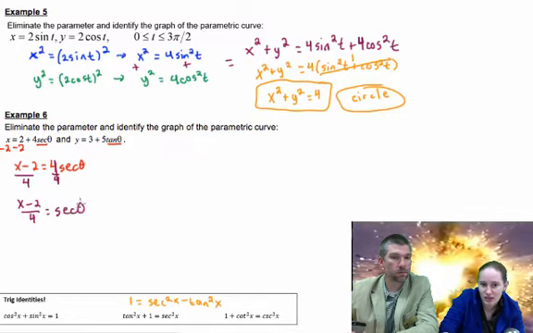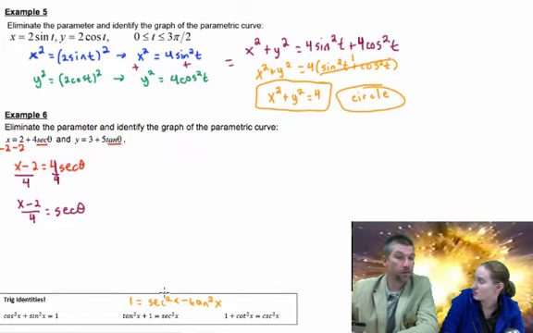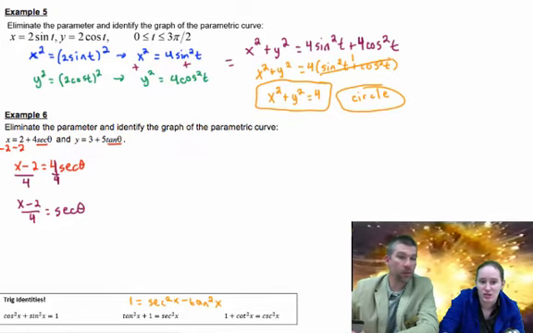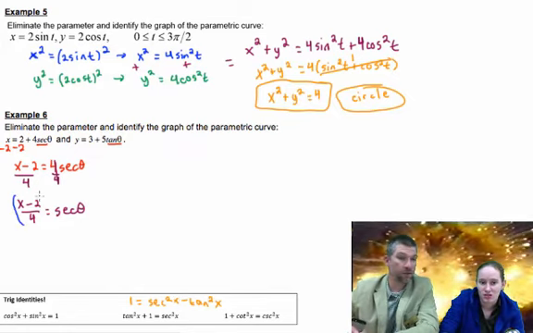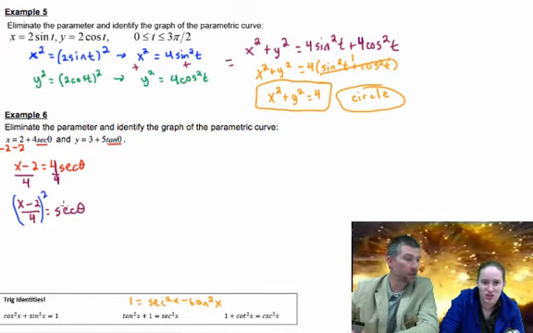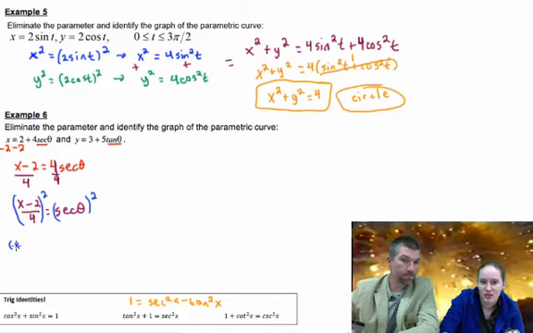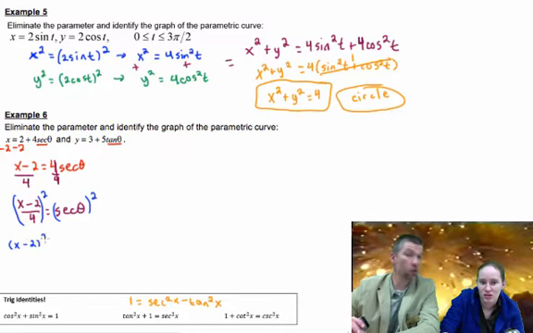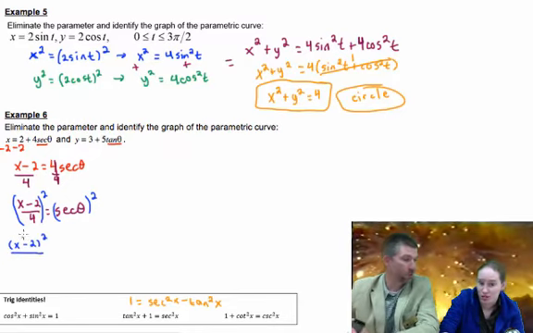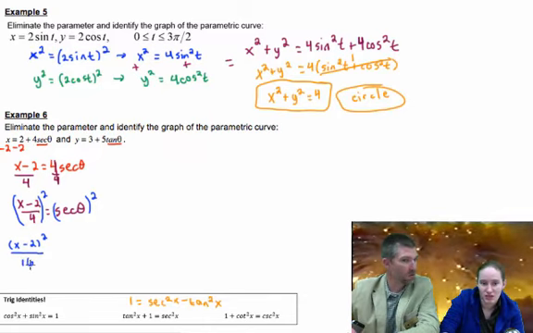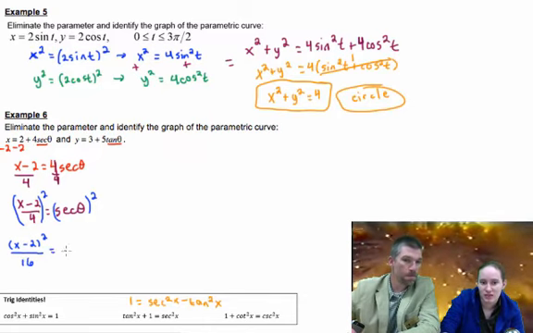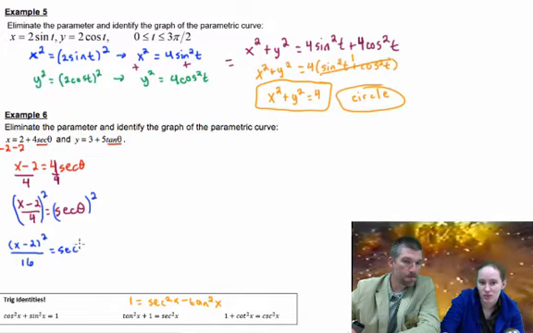Well, what I want to have is secant squared. So let's square both sides of our equation. Please don't FOIL out everything on the left. Just leave it alone. There's no need to go crazy here. On the top, that is x minus 2 squared. Now 4 squared is 16. And then secant theta squared is secant squared theta.